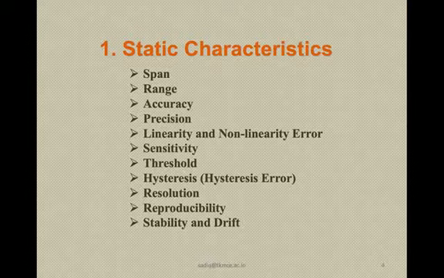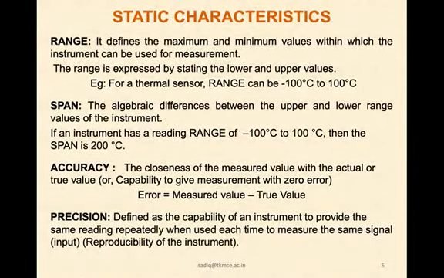Let us focus more on static characteristics in this part. These are the characteristics that we are going to discuss in this session. Range is the maximum and minimum value within which the instrument can be used for measurement. Range is expressed by stating the lower and upper values that can be measured with that instrument. For example, take a thermal sensor capable of measurement between minus 100 degrees Celsius and 100 degrees Celsius; then the range is said to be minus 100 to plus 100.